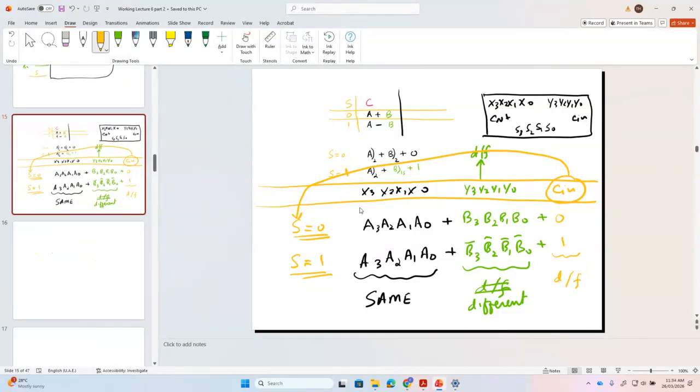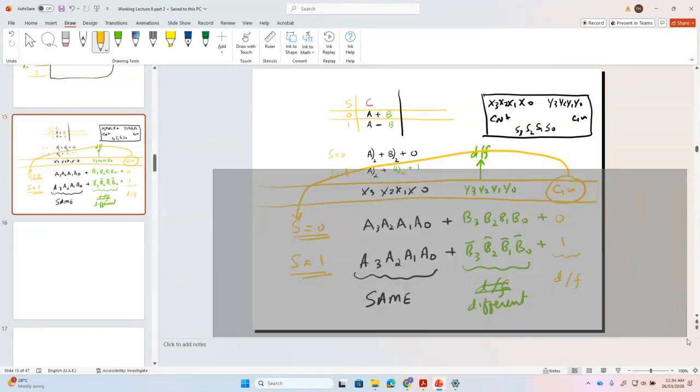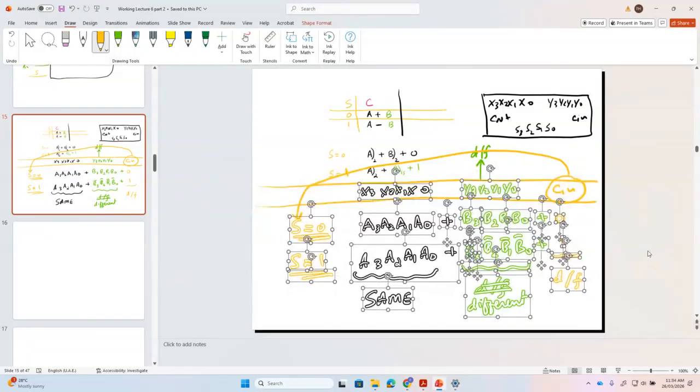Okay. Now when we are solving this, what I'm going to do is take a screenshot of this, and then I will further explain it.